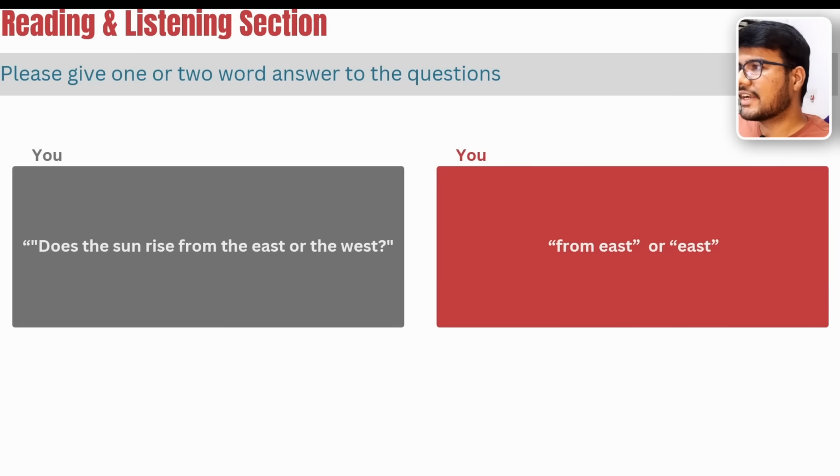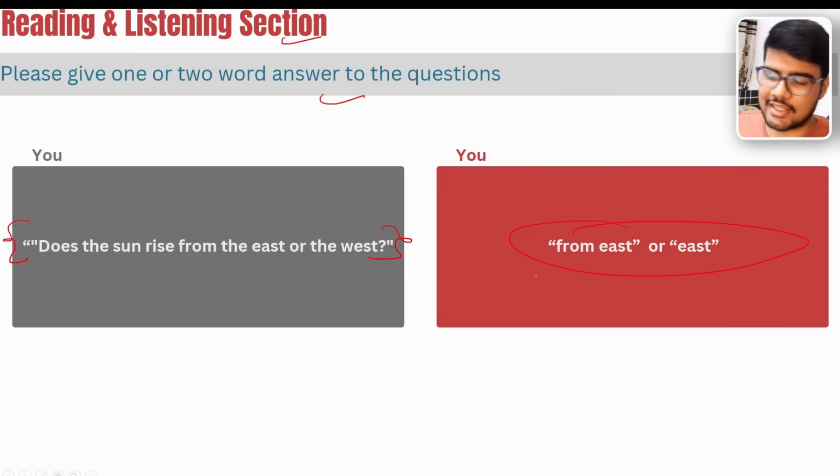Cool. So the reading and listening section, where you give one or two word answers to questions. The line that would be played is, does the sun rise from the east or west? So the answer would be east, or you can just say east.